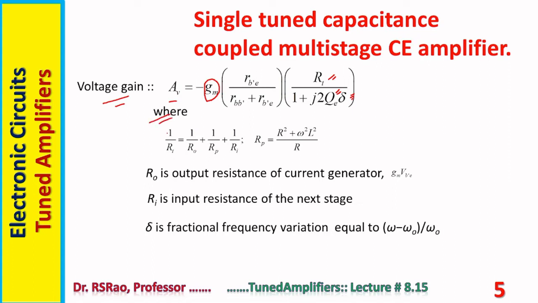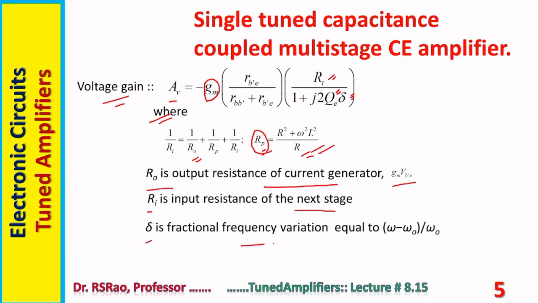Where 1 by RT is equal to 1 by R0 plus 1 by RP plus 1 by RI. RP is R square plus omega square L square by R. What is RP? It is the resistance in the equivalent circuit of the parallel LC circuit. Then what is R0? R0 is the output resistance of the current generator GM VB prime E. This current generator is in the pi equivalent circuit of the BJT. RI is the input resistance of the next stage.